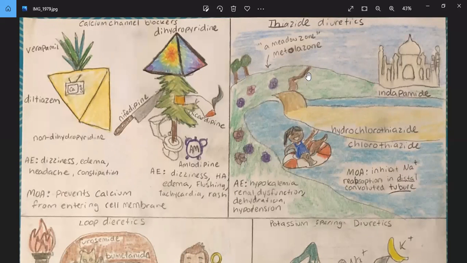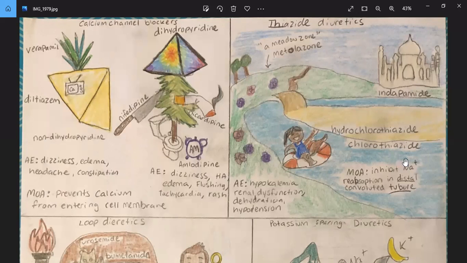And she's by a meadow in India. So the drugs in this category are metolazone, or a meadow zone, because this little area or zone here is a nice little meadow. They're, like I said, in India for indapamide, and then she's got big thighs. At least I was trying to draw big thighs. And so we have, and this one's wet, this one's not.